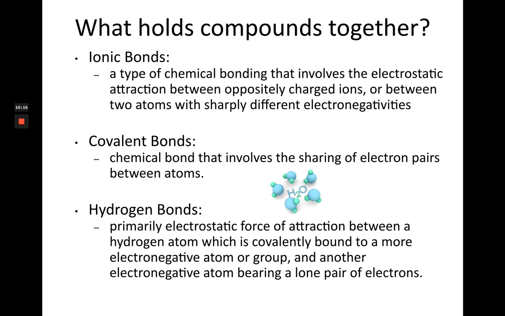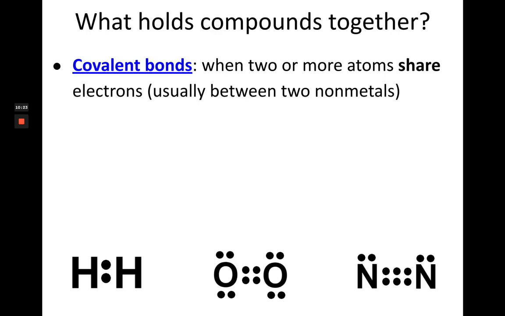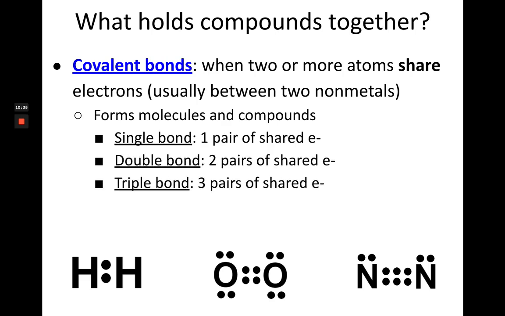And while this is a little confusing right now, we're going to go more deeply into it to understand it. So, covalent bonds: two or more atoms share electrons, usually two nonmetals. It forms molecules and compounds. So a single bond is one pair of shared electrons. A double bond is two pairs. And we can even get bonds that are triple bonds of covalent nature, where three pairs of electrons are shared.